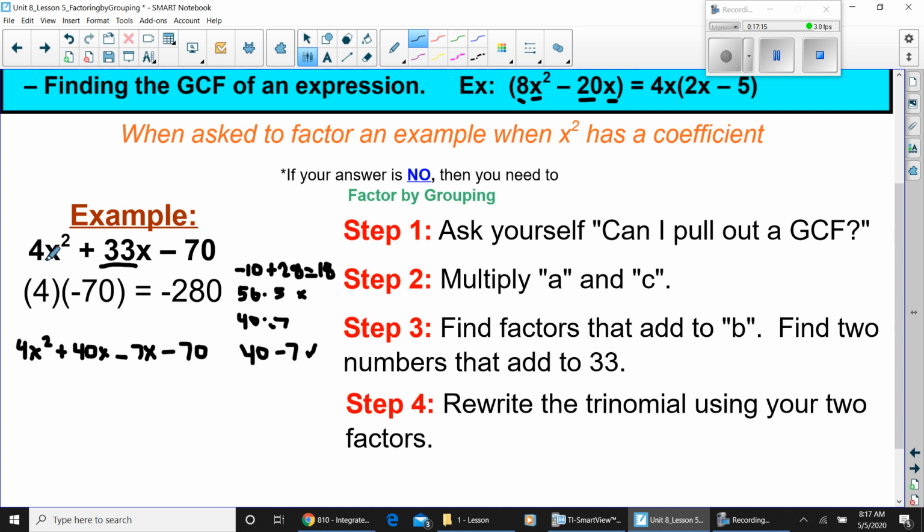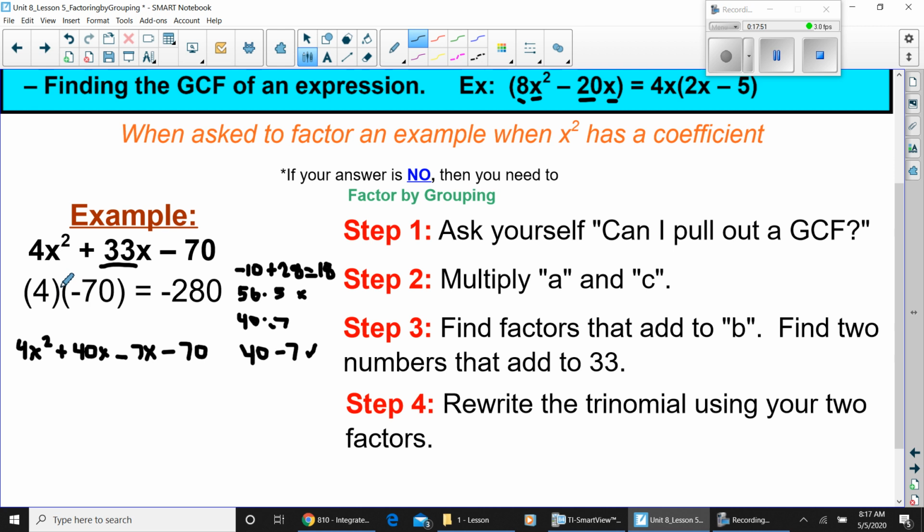Okay, so let me just explain. You see this 4x squared? That's just coming down. See this 33x, this positive 33x? You just split it up. See this 40x minus 7x? That is 33x. That's what this is. So you didn't change it. You're not allowed to change it, but you're changing it, but it's not like you're changing the original trinomial. All right? This does equal 33x. And then you bring this negative 70 down.